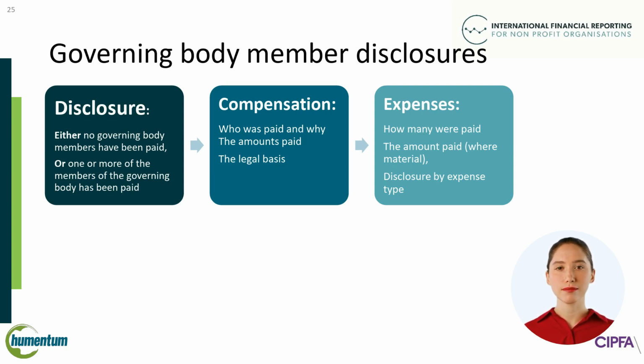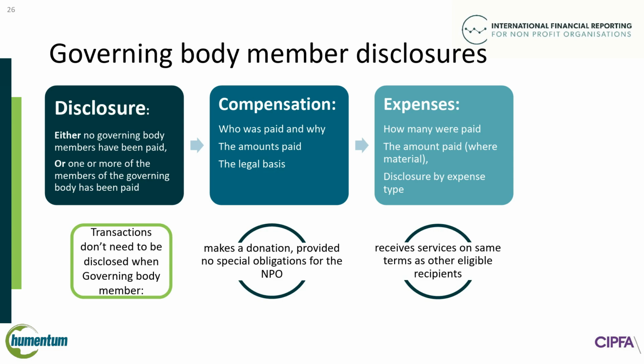If compensation has been paid, the following disclosures are required: who was paid and the nature of the work they were paid for, the legal arrangement for payment, and confirmation that the NPO is allowed to make such payments under the law or in accordance with the NPO's constitution. The amount paid must be broken down between salary, pension, and other benefits. In addition, where governing body members have claimed expenses, the NPO will need to disclose how many members have been paid, and the value of any material expenses paid, disclosing their type or nature.